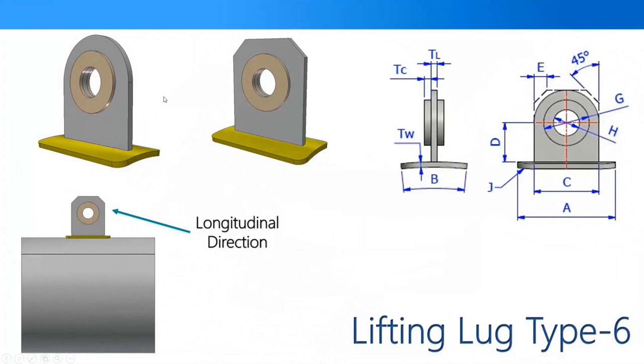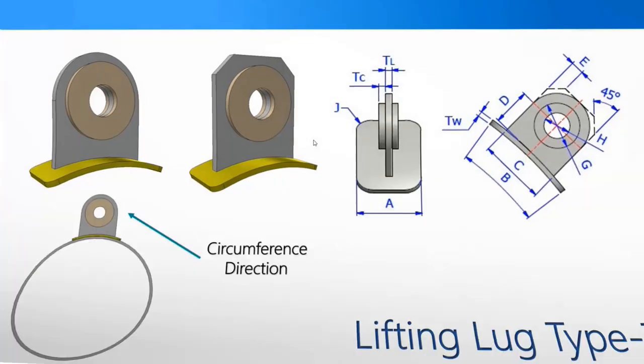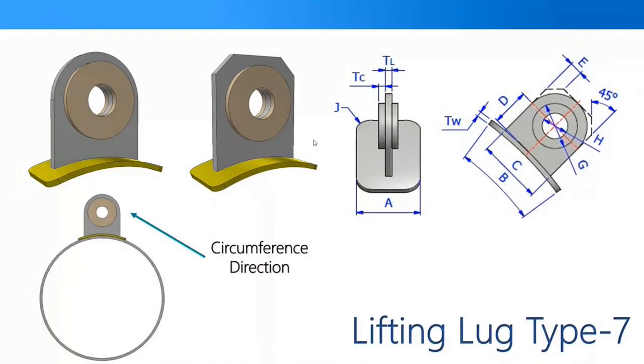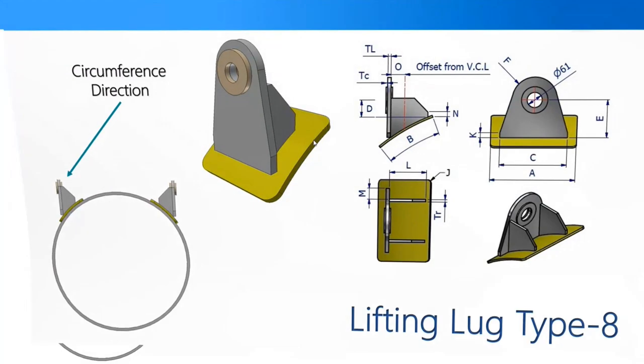Here, another type of lifting lugs for the longitudinal direction. You can make the end with a fillet end or chamfered end. It suits the small sizes of pressure vessels like heat exchangers or small equipment. Another type suits the circumference direction for small-size equipment like a shell, bonnet, or channel side of a heat exchanger.